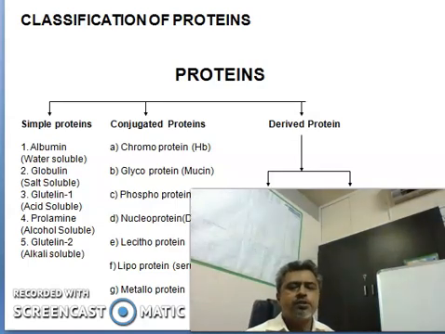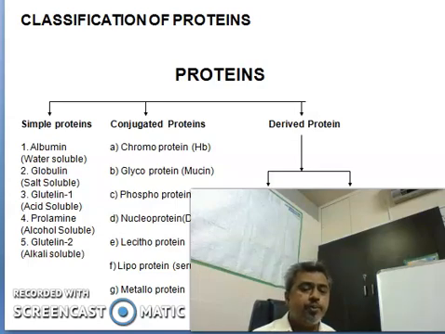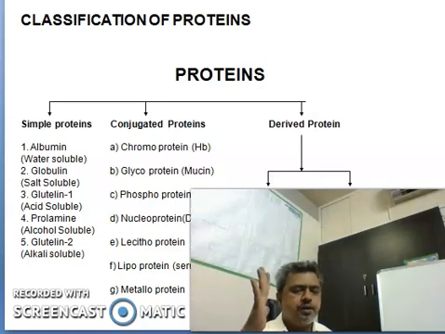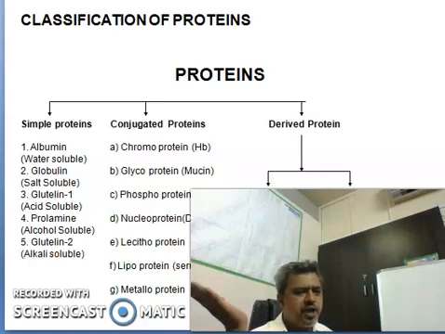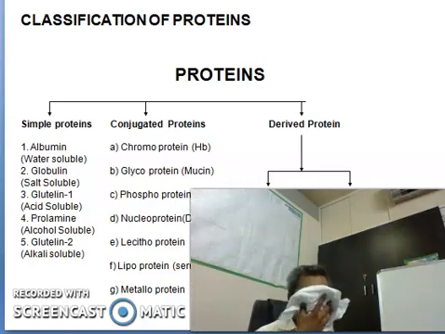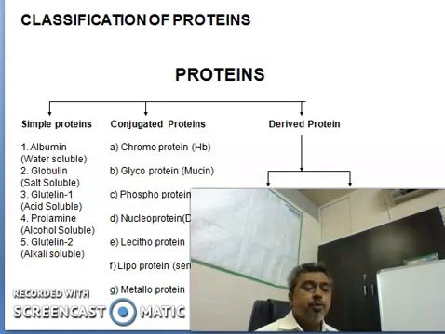Here is also the same thing as conjugated proteins: chromoprotein, glycoprotein, phosphoprotein, nucleoprotein, lecithoprotein, lipoprotein, and metalloprotein. All A to G, you have to remember these 7 are conjugated proteins. Conjugated means it is attached with other parts, not only the same things. Then nucleic acid and protein, glycoprotein, chromoprotein, and derived protein, primary derived and secondary derived.